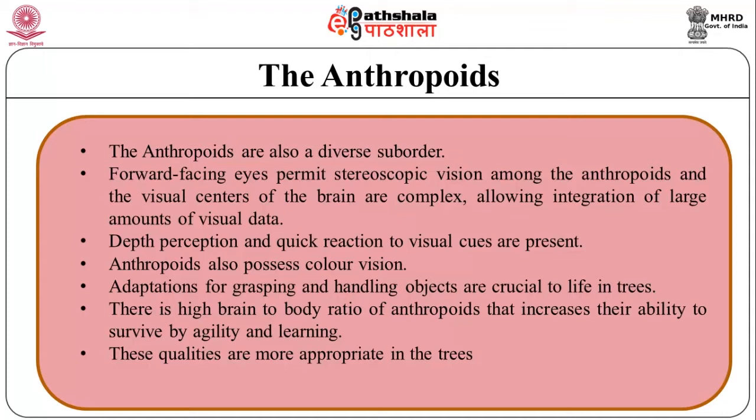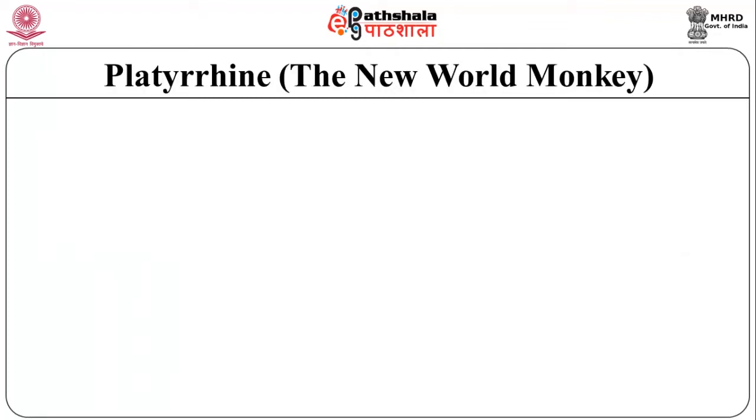Now, adaptations for grasping and handling objects are crucial to life in trees as well. Finally, the characteristically high brain-to-body ratio of anthropoids increases their ability to survive by agility and learning. These qualities are more appropriate in the trees than are the specializations of terrestrial animals for attack and defense, such as large horns, tusks, and claws. Now, Platyrrhine, the New World monkeys.